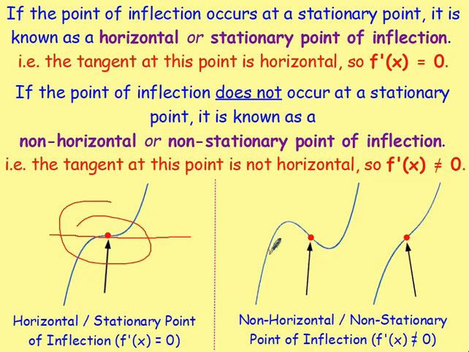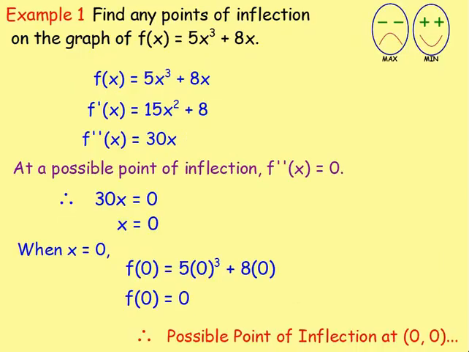With these ones here, the gradient is changing from decreasing to increasing, so again there is a point of inflection, but you can see it's not a stationary point. The gradient is not going to be 0, so the first derivative will not equal 0. It's the same with this one as well. So it's a non-horizontal or non-stationary point of inflection.